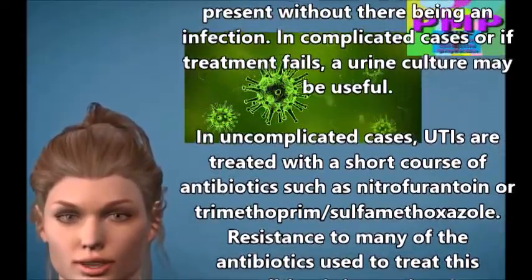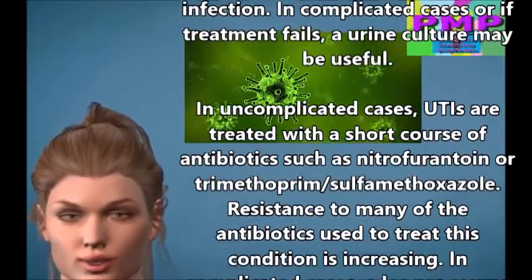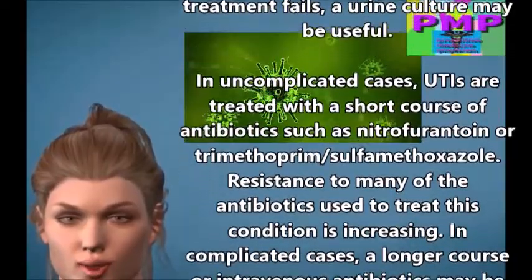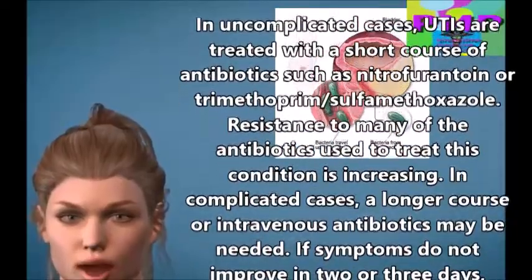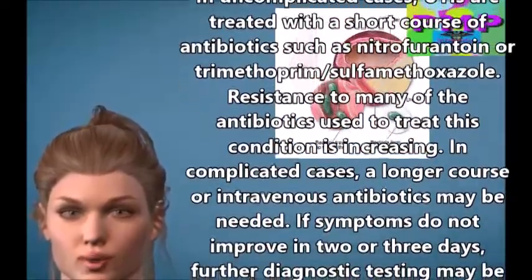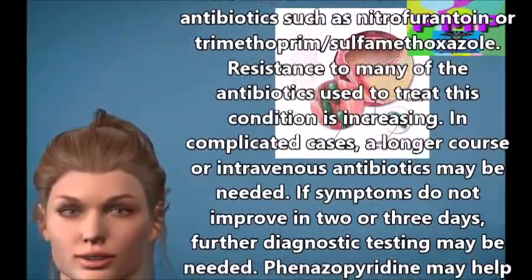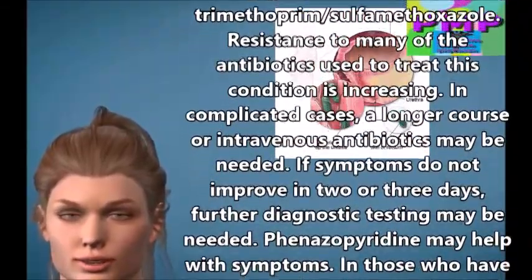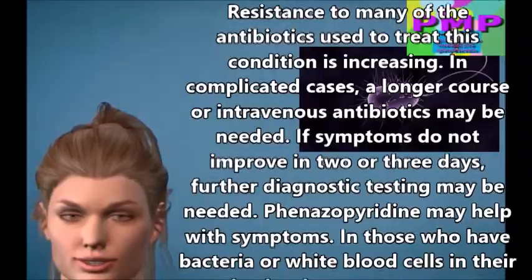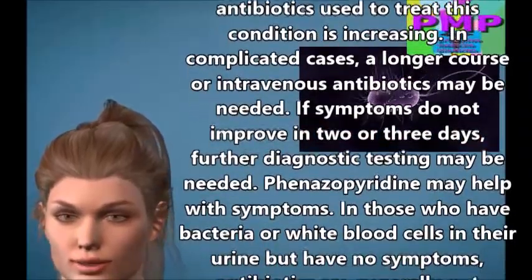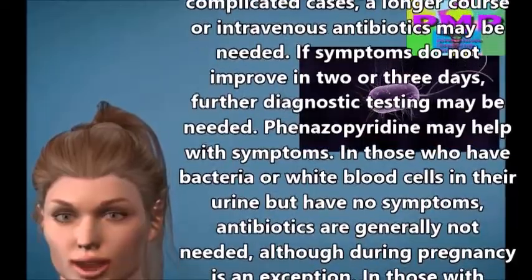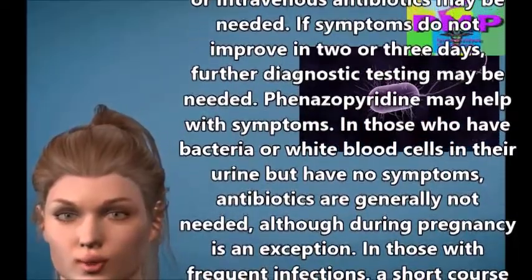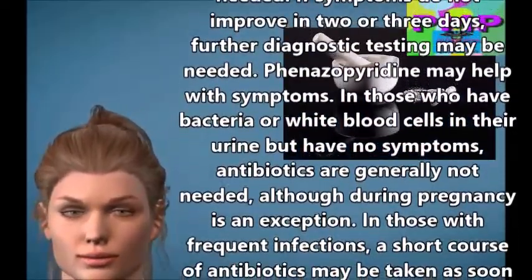In uncomplicated cases, UTIs are treated with a short course of antibiotics such as nitrofurantoin or trimethoprim/sulfamethoxazole. Resistance to many of the antibiotics used to treat this condition is increasing. In complicated cases, a longer course or intravenous antibiotics may be needed. If symptoms do not improve in 2 or 3 days, further diagnostic testing may be needed. Phenazopyridine may help with symptoms.